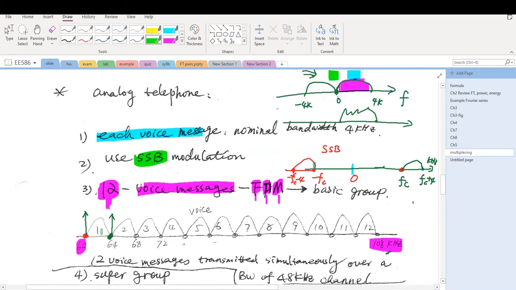We want to organize all the signals in the frequency domain for different users such that we group 12 of them together. Each user occupies 4 kHz, 4 kHz, 4 kHz, and 12 of them need a bandwidth of 48 kHz. So we need a 48 kHz channel to transmit these 12 voice signals at the same time.